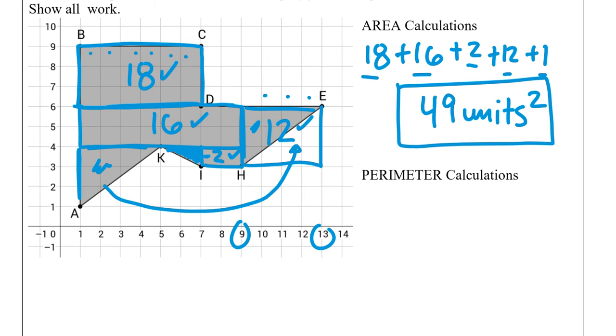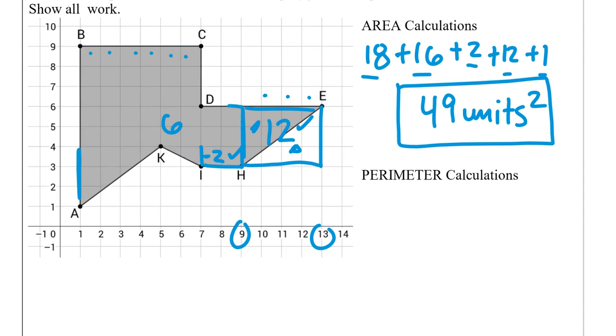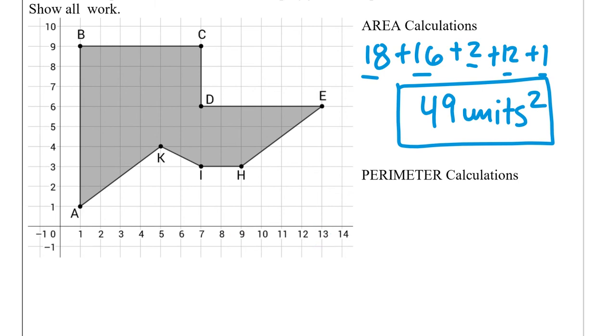Now we speak of the perimeter. Many of these pieces on the perimeter are very straightforward, because they're just horizontal or vertical lines. You can see here I'm at 9 and I go all the way down to 1, so 9 minus 1 means this piece is 8 units long. X is at 7 and goes down to 1, so this is 6 units long, this is 3 units long. 13 minus 7 is 6, so this is 6 units long. This is 2 units long.